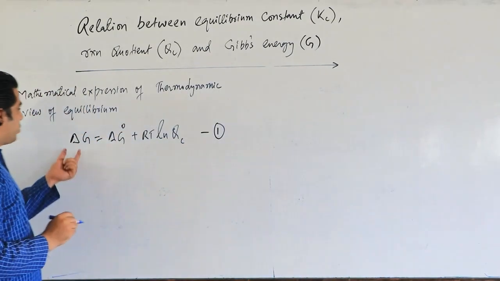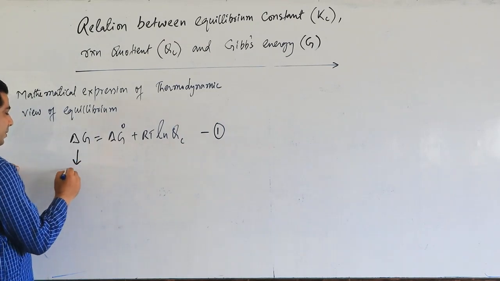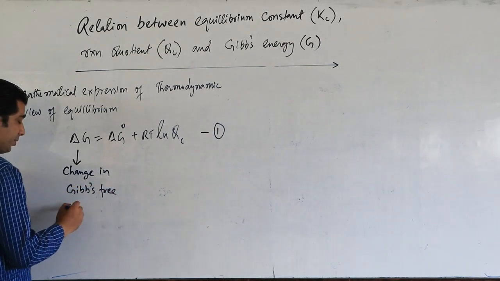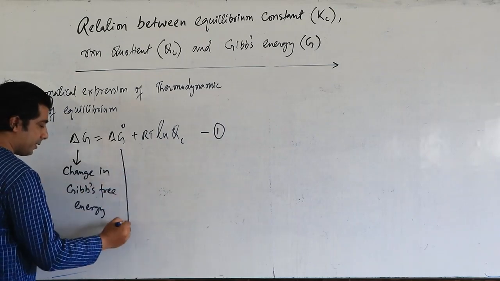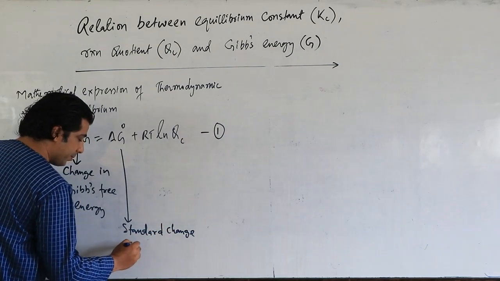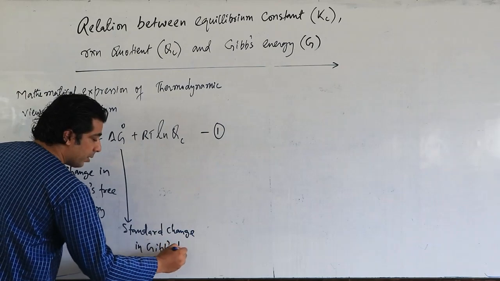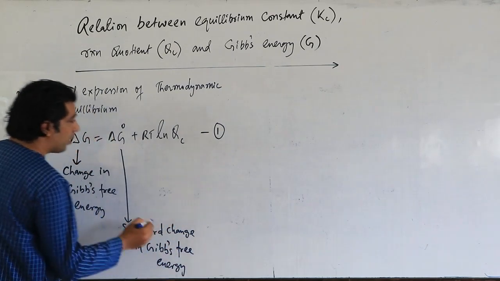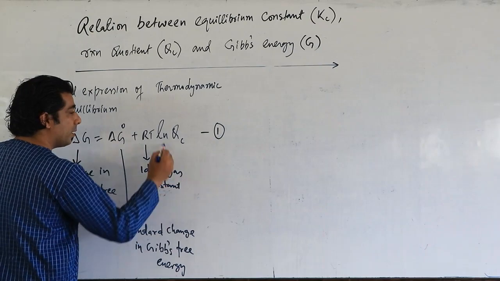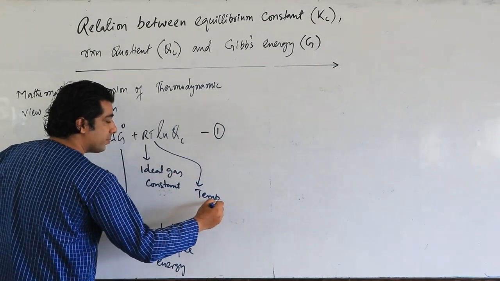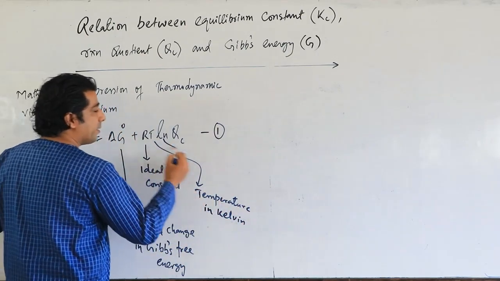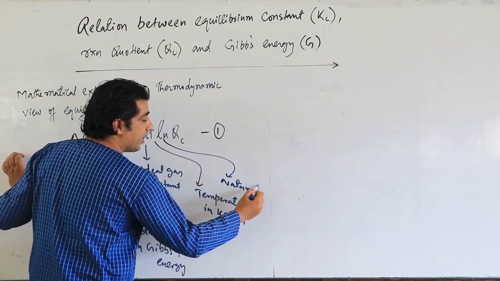This is our change in Gibbs free energy. And this one is the standard change in Gibbs free energy. R is our ideal gas constant. T is the temperature in Kelvin. Ln is the natural log.